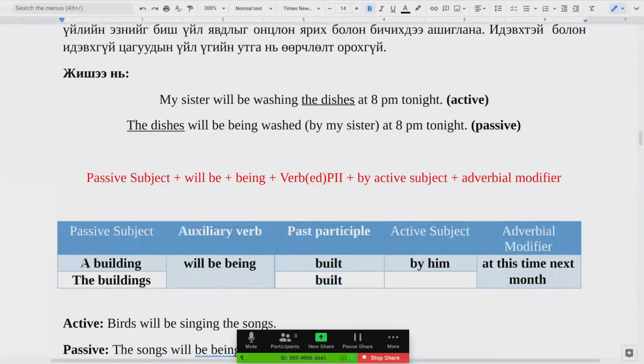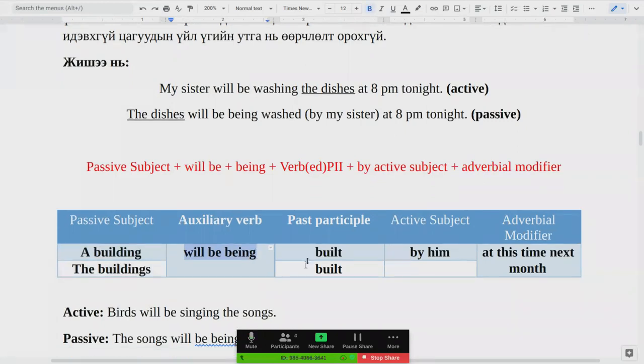So first of all, the passive subject is here, the first one, plus the auxiliary verbs. There should be three auxiliary verbs here after the main passive subject: will be being, and the past participle form of the main verb.